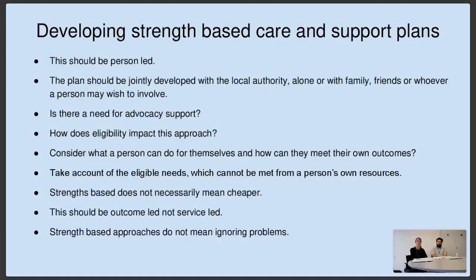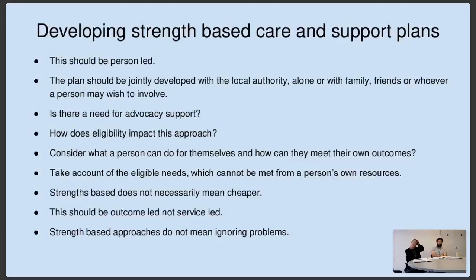Consider what a person can do for themselves and how they can meet their own outcomes. So the community resources, their own personal resources. A strengths-based approach doesn't necessarily mean cheaper. I think that's quite important to keep in there. And it should be outcome-led and not service-led. So really, this isn't about cutting costs. It's about putting the person at the centre of their support planning. I think that's really important.